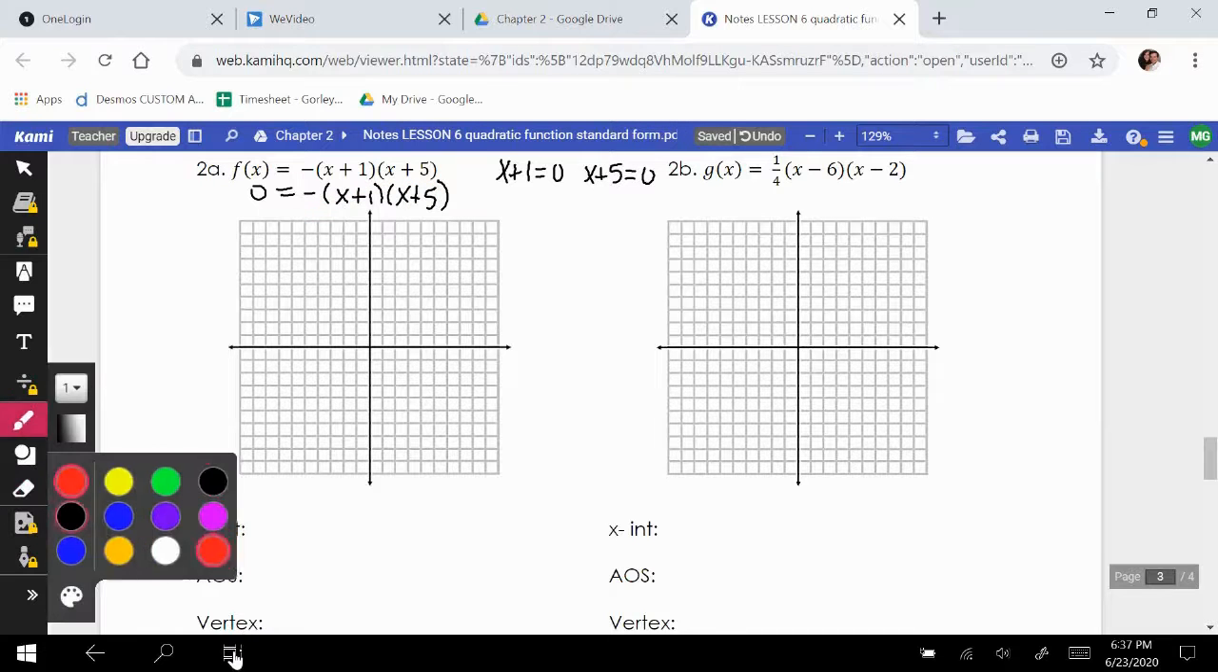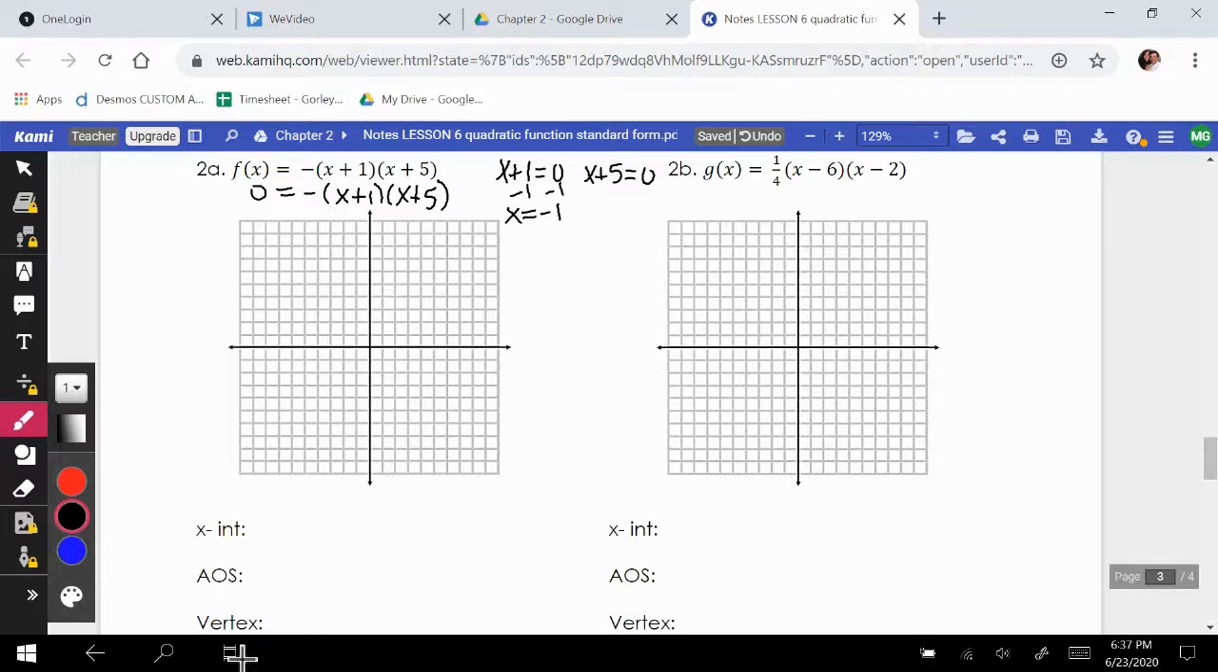All right, solve for x. Here I'll subtract 1 on both sides. X is -1. Here I subtract 5 on both sides. X is -5. So I get the x-intercepts -1, 0 and -5, 0. All right, just to check your work, it should look like the opposite of what was inside these parentheses.